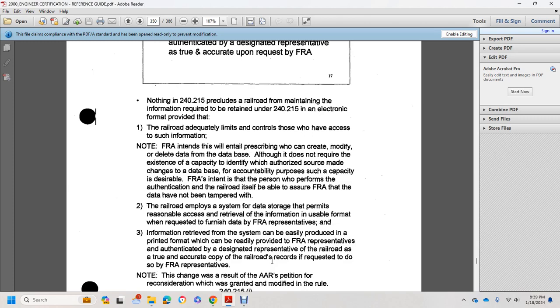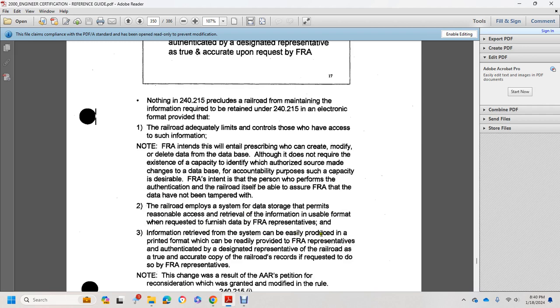The FRA intends that the script describing who can create, modify, and delete data within the database, although it does not require the existence of the capacity to identify the authorized source made within the chain of the database for the accountable person. The FRA intends for the person who performed the authentication, and the railroad itself, to be able to assure the FRA that the data has not been tampered with. The railroad employs a system of data storage that permits reasonable retrieval of the information in a usable format as requested, furnished to the FRA representative.